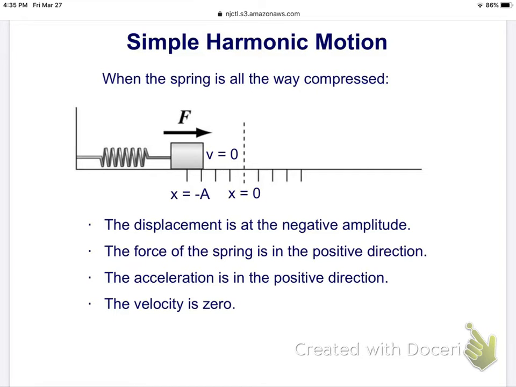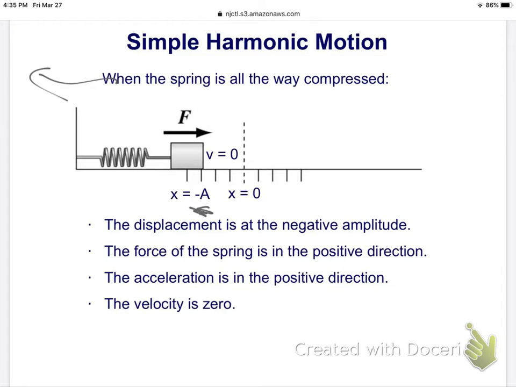Let's move on. Let's look at the situation when the spring is all the way compressed. When it's compressed all the way like that, you know that the displacement is all the way at the negative amplitude, right? It's this direction.